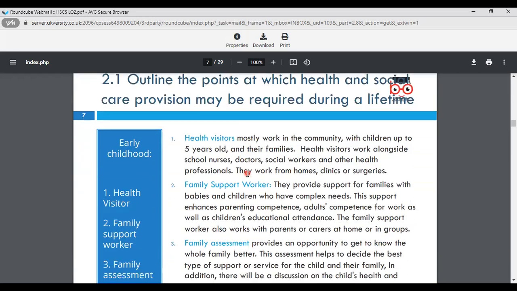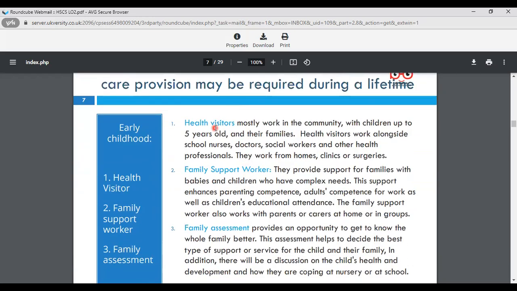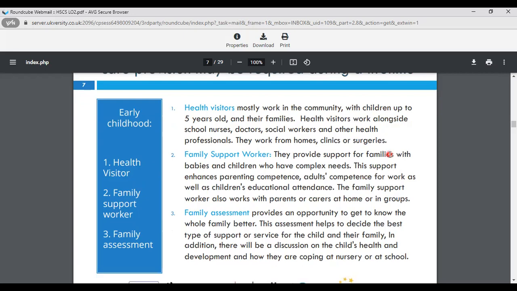Then you have early childhood. We've talked about it. You have health visitors that come to children up to 5 years of age and their families. They work alongside school nurses, doctors, social care workers, and other health professionals. They work from homes, clinics, or surgeries. You have health visitors, family support workers, and family assessments also going on. Family support workers provide support for complex needs with children and babies.